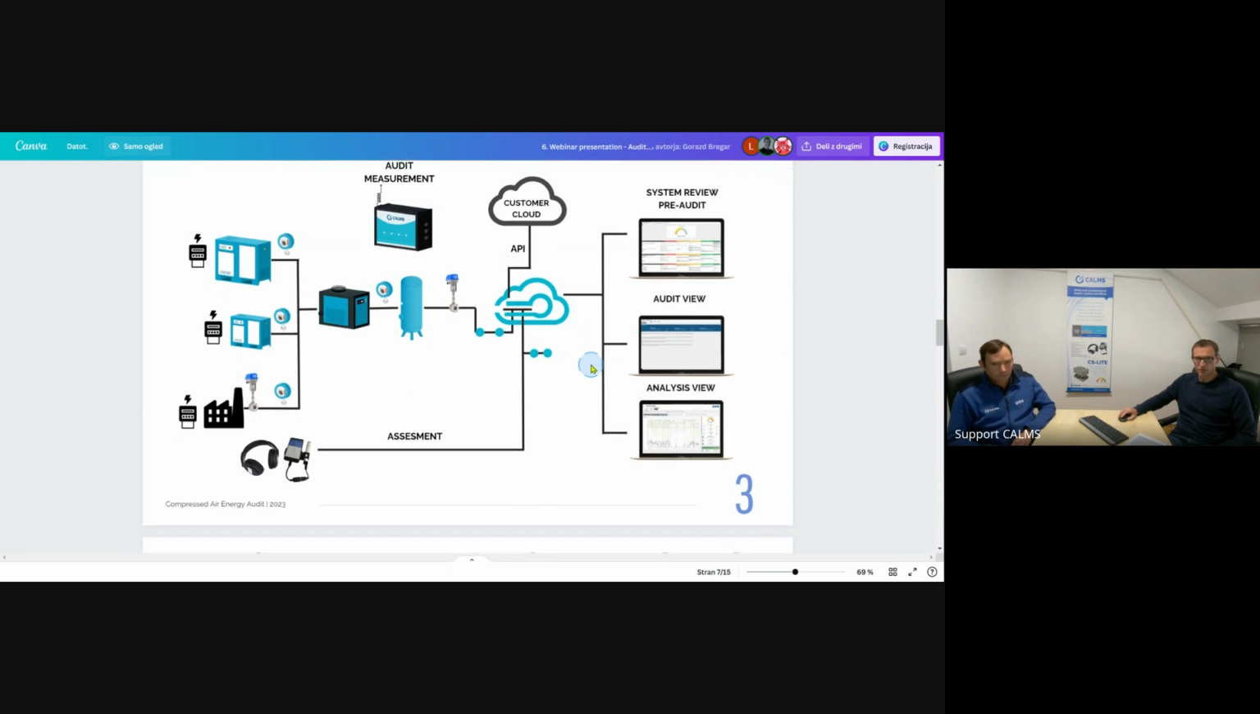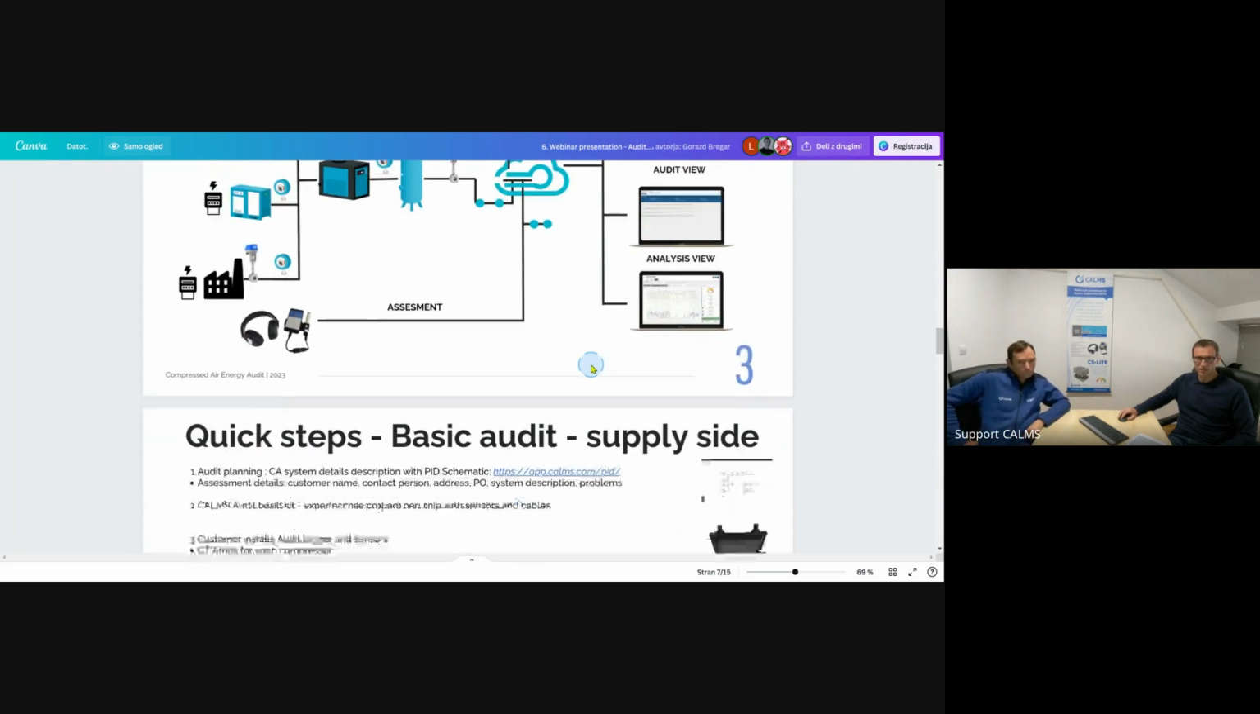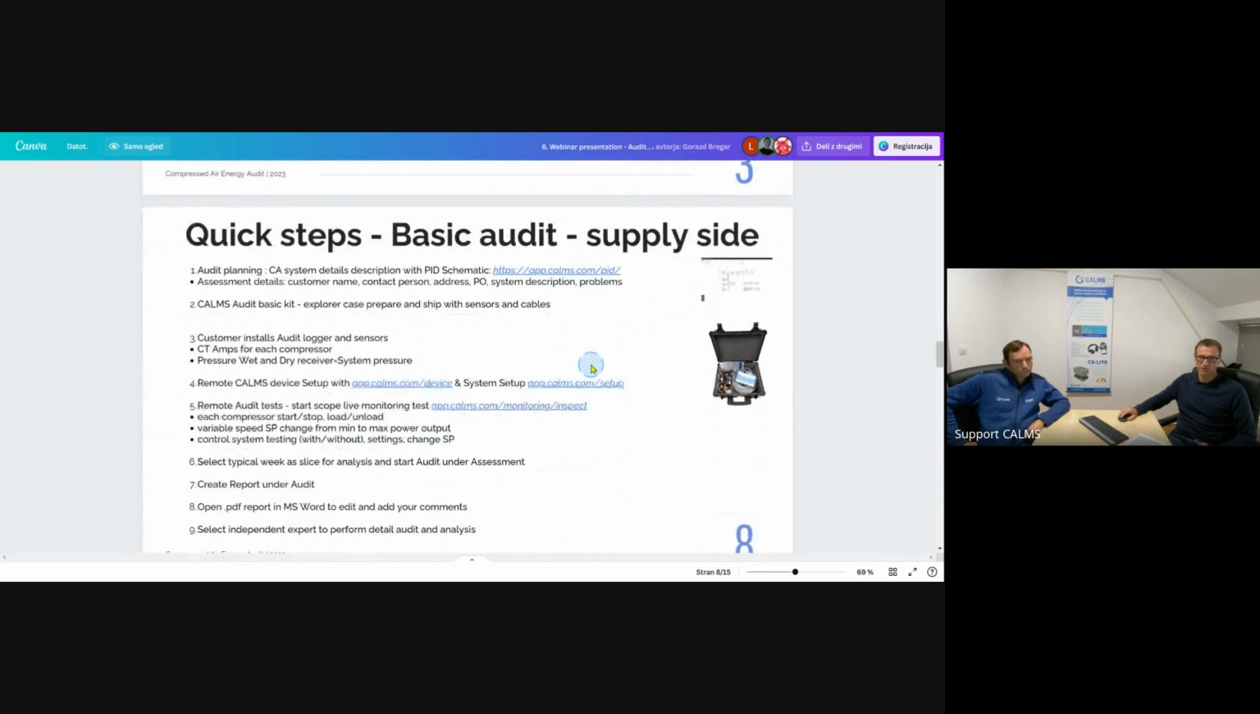Yes. So I think we will go for the first part, to prepare the data and all the necessary based on your schematic, if you have one. We will try to create the list of the equipment needed to be sent to you. Are you able to install equipment like CTs, clamps for each compressor's power, and pressure transducers, or do you need one of our guys to come and install this?